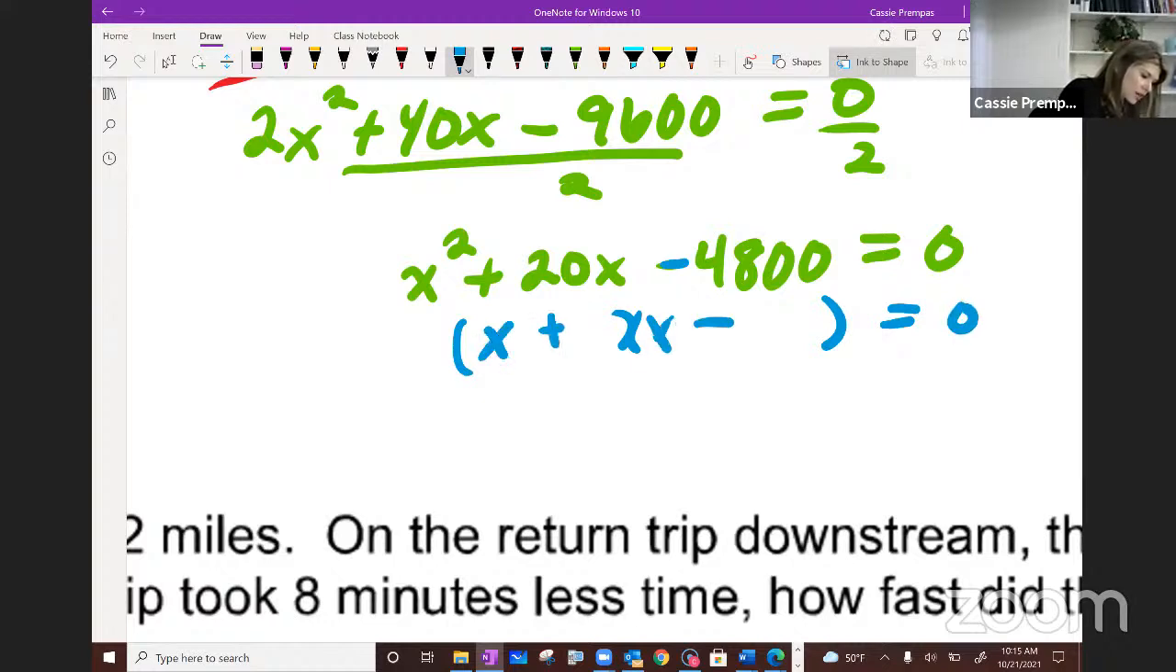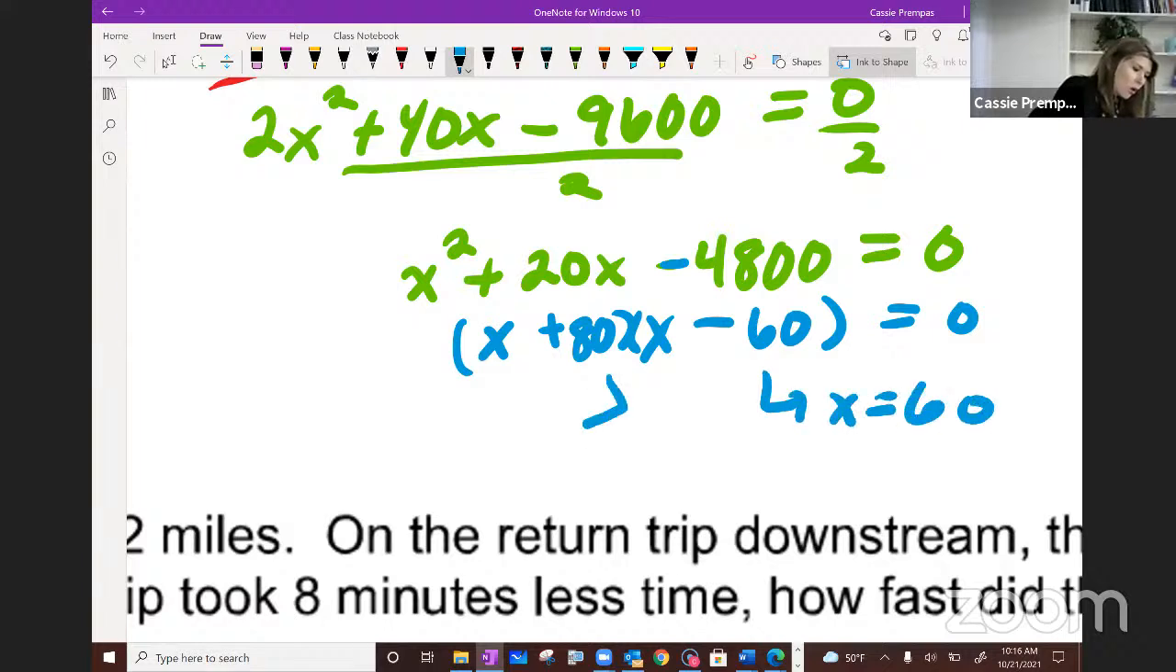X times x would give me x squared. And if I'm looking at what factors would work of 4,800, I know 48, 6, and 8 are very close. So if I think about 60 and 80, if I make the 60 negative and the 80 positive, that should work. And I'll find that x is going to equal 60, or x could equal negative 80.